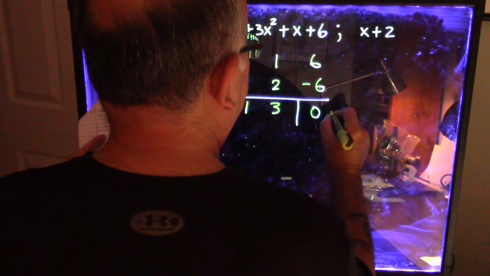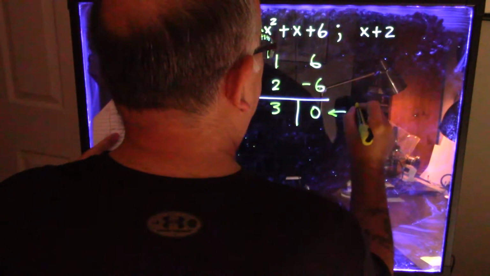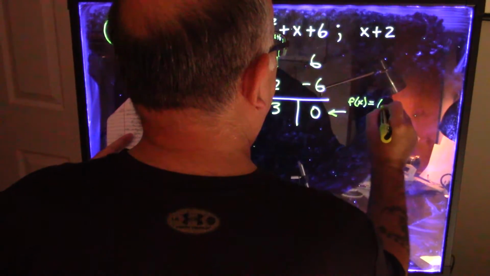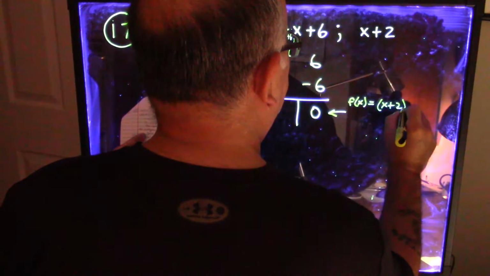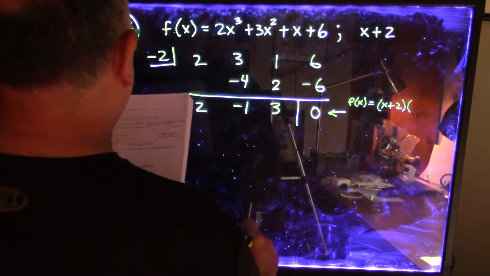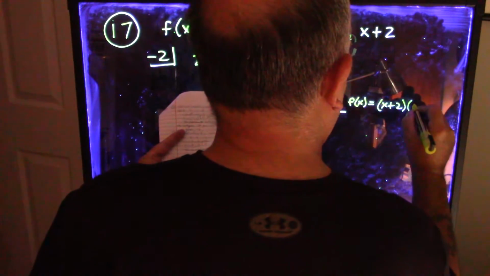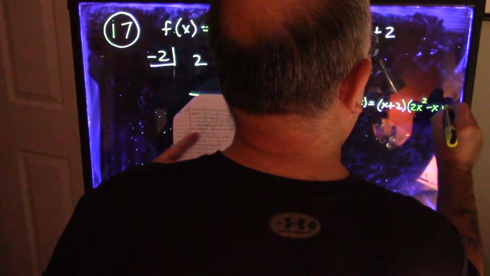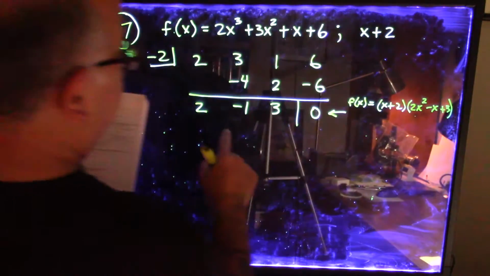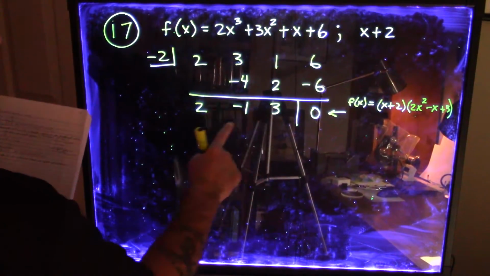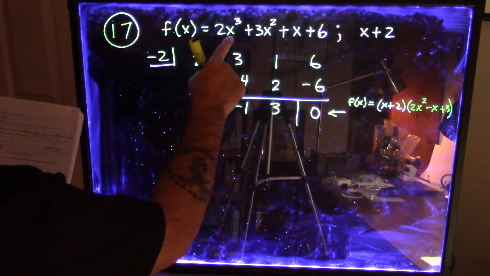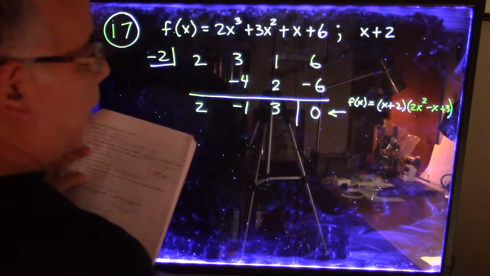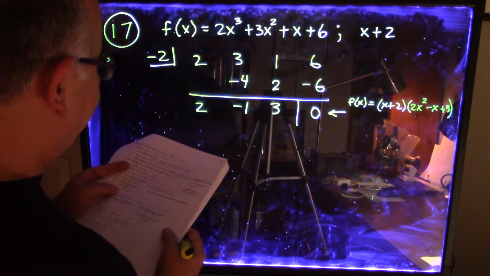So this line represents f of x equal to x plus 2 times 2x squared minus x plus 3. It's an x squared because the degree is 1 less than what we started with, from the division process.